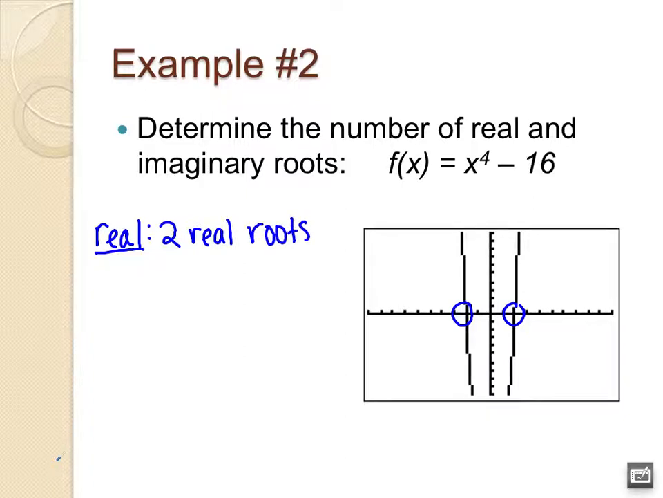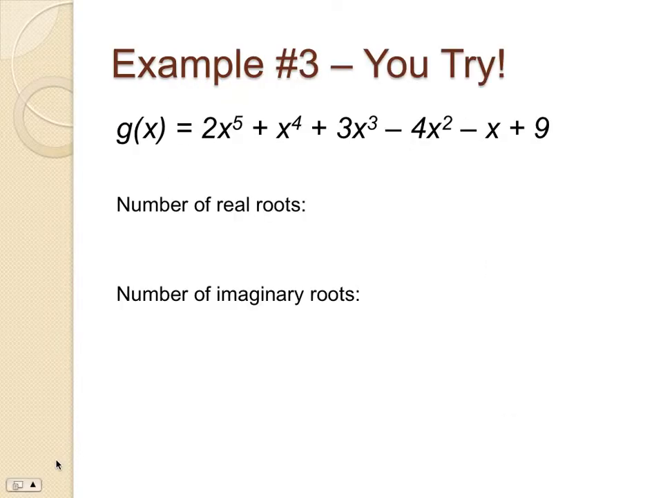Now looking at our degree, I have a degree of 4, so there's going to be 4 roots total. So if there's 2 real and I have 4 total, that means I have 2 imaginary roots. So that should be review. Here's one for you to try. If you would just take a minute, pause the video, tell me the number of real roots and the number of imaginary roots, please.